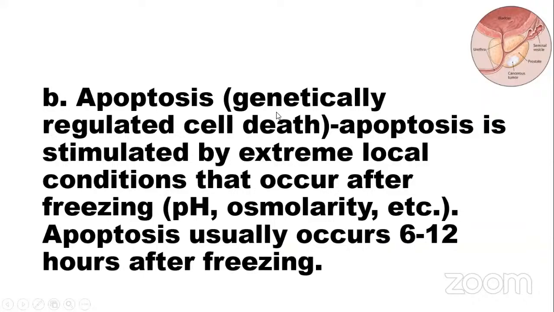Apoptosis is genetically regulated cell death, or programmed cell death. Apoptosis is stimulated by extreme local conditions that occur after freezing, pH or polarity, and so on. Apoptosis usually occurs 6 to 12 hours after freezing.